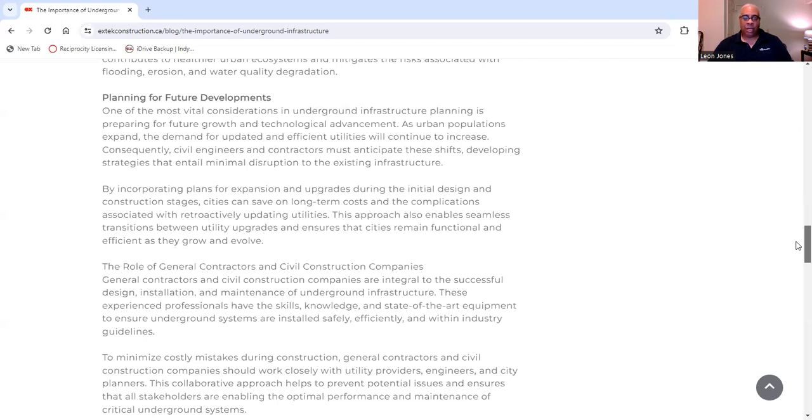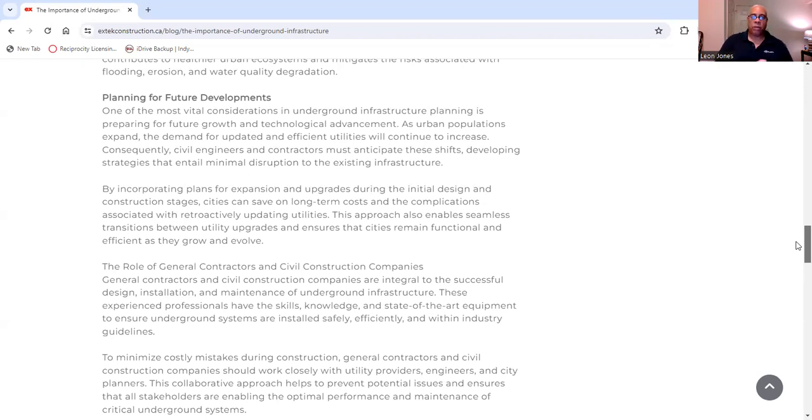retroactively updating utilities, because you have to update utilities possibly every 20 years. Again, just so I can go over it again for you. So, when it comes to the infrastructure, civil engineers and contractors, they have to sit down and plan. They have to come up with constructability reviews. You have to work on the environment.